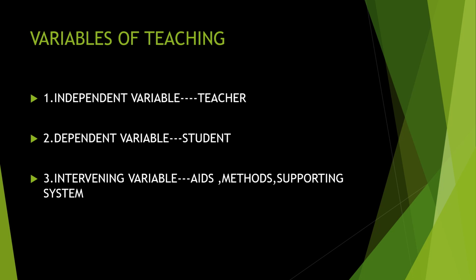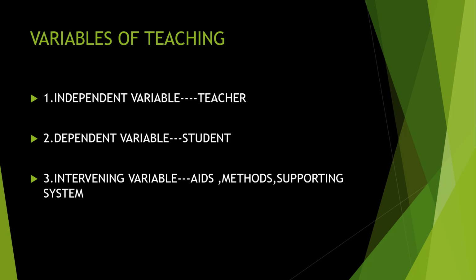The first thing, the first variable, is the teacher. Without the teacher, the teaching is not happening there. Next is the student. That is the most important part of the variables of teaching. The teacher and student are always needed. And the environment for that, or the supporting purpose for that, is called the intervening variable.